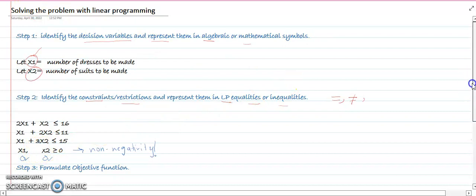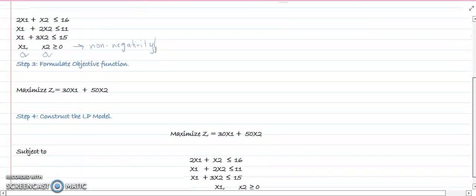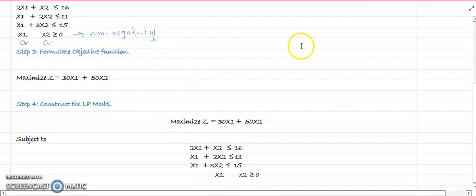And then next, we have to derive the objective function. The objective function is going to depend on the profit making. So this is the profit. 30 is the profit from the dress, and x1 is denoted for the dresses, and x2 for suits. So 50x2 represents the profit by suits, and this represents the profit by dresses.